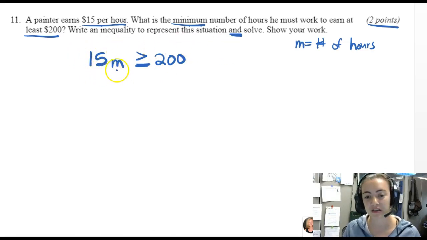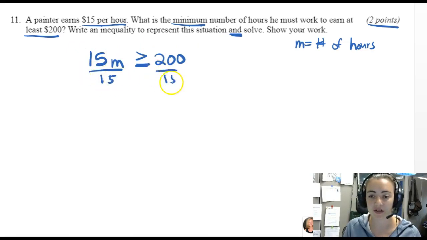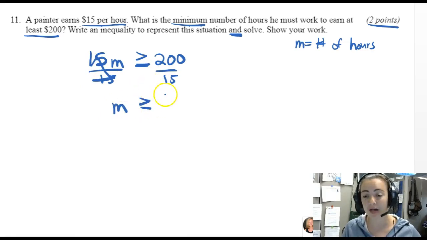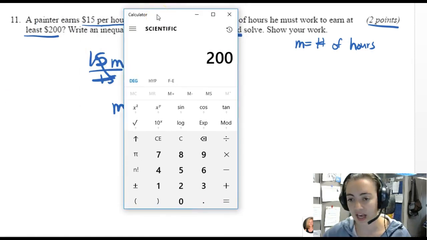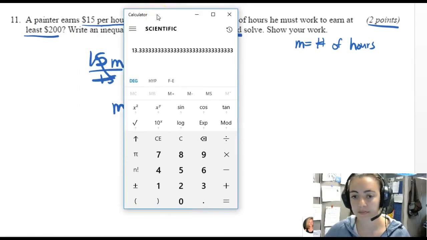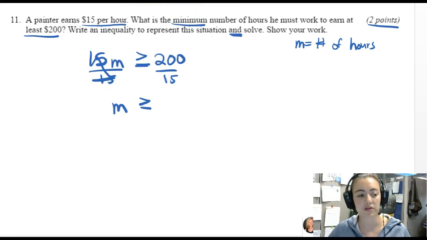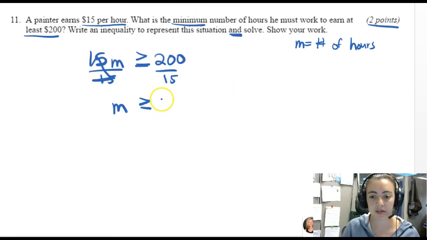So 15 times M, the inverse is division, divide by 15. 15 divided by 15 is 1. The inequality symbol stays the same because we did not multiply or divide by a negative number. And now we have 200 divided by 15. So you can bring out your calculator, that is A-OK. And you get 13.33333 or 13 and a third.